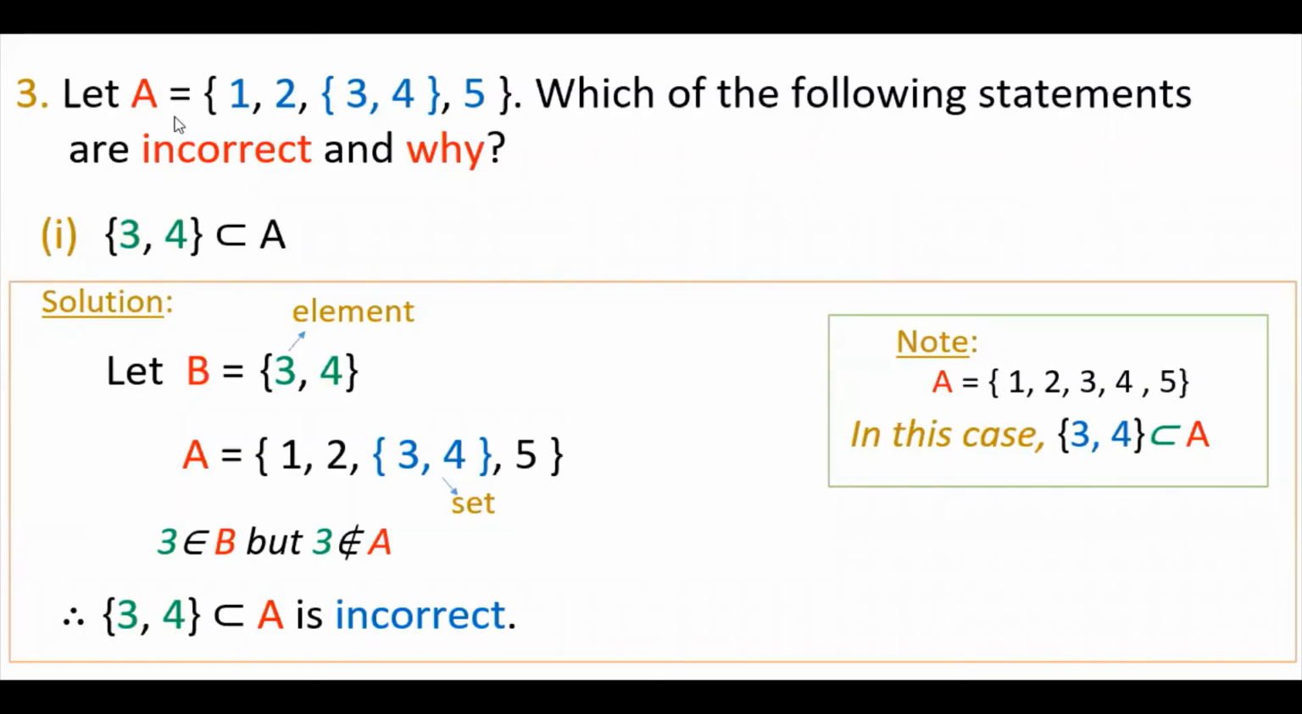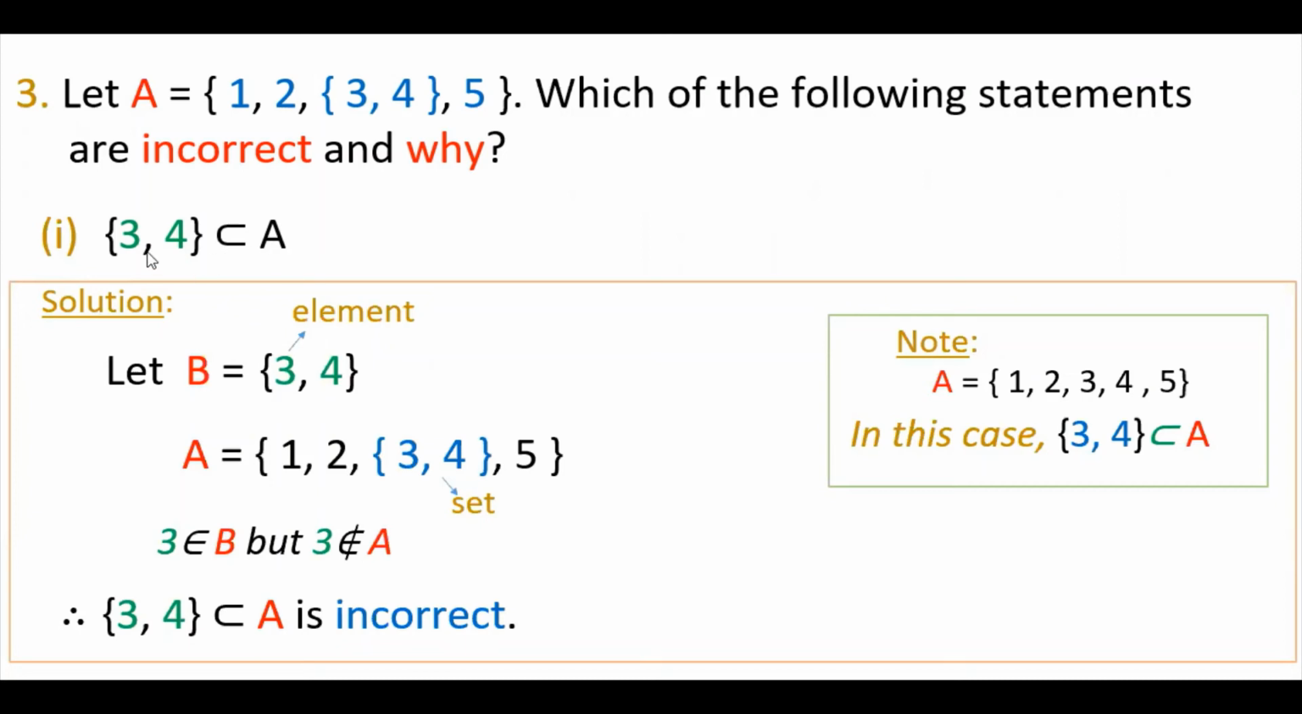This is our problem. Let A be equal to this set; these are the elements of A. Which of the following statements are incorrect and why? So here, if you check, there are 4 elements in A. Those are 1, 2, and this is 1 element. 3, 4 is 1 element because this is in a set, and 5 is one more element. So the first one is {3, 4} inside the braces. That is a subset of A.